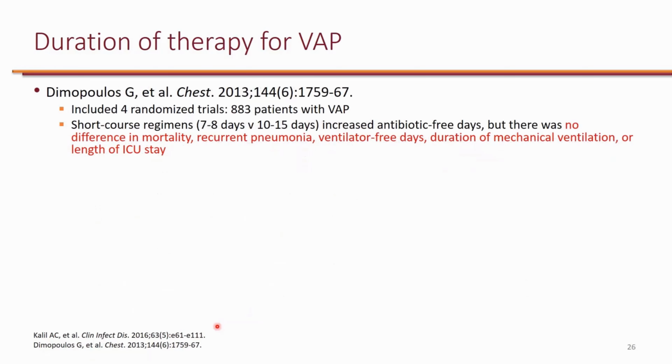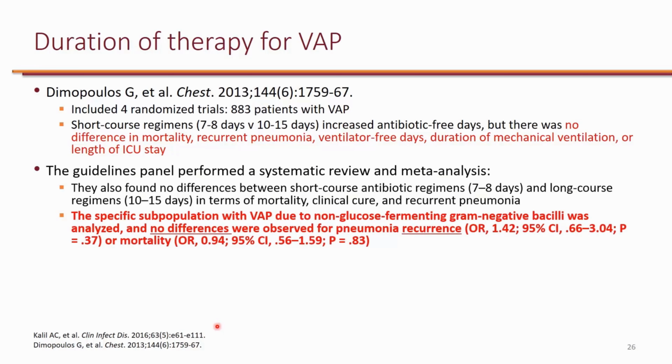There was also a study published in Chest that showed that a short course regimen compared to long course therapy was not associated with any difference in mortality, recurrent pneumonia, ventilator-free days, duration of mechanical ventilation, or length of ICU stay. So what happened in 2016 when the IDSA guideline came out is that the panel actually did their own systematic review and meta-analysis, and they found that the specific subpopulation with VAP due to non-glucose fermenting gram-negative organisms was analyzed, and no difference was observed for pneumonia recurrence.